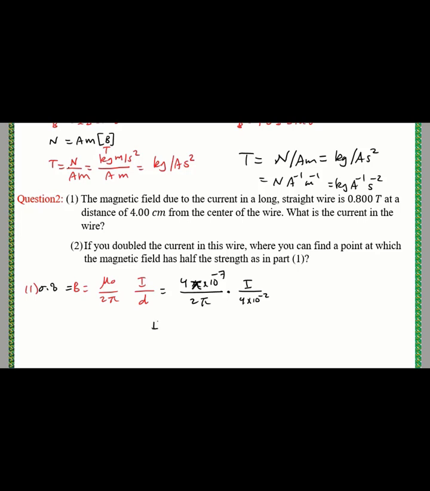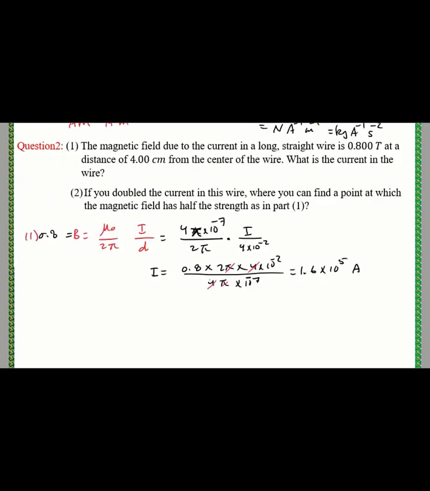So our current I equals 0.8 times 2 pi times 4 times 10 to the minus 2 over 4 pi times 10 to the minus 7. Pi goes with pi, 4 with 4. 0.8 times 2 is 1.6, times 10 to the minus 7 gives 10 to the 5. There.